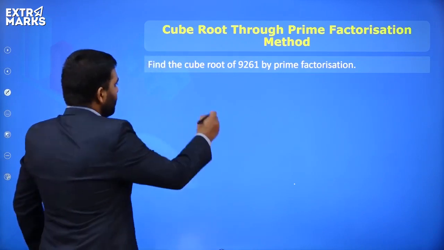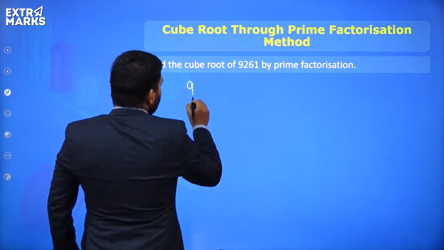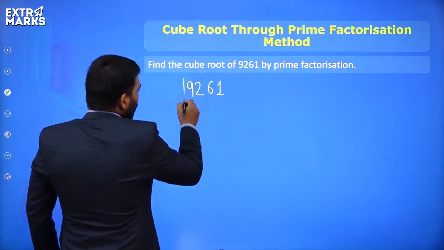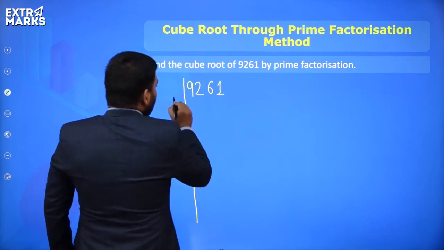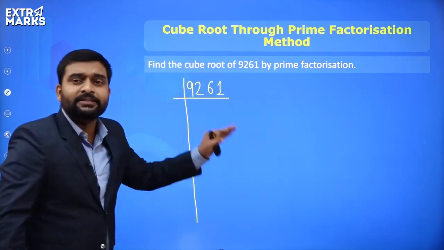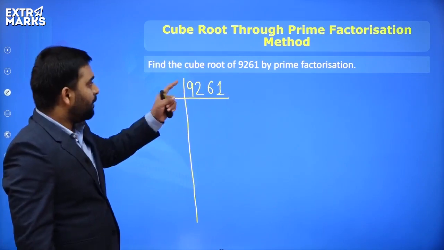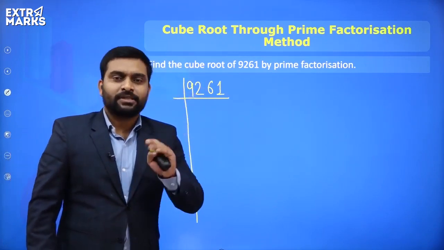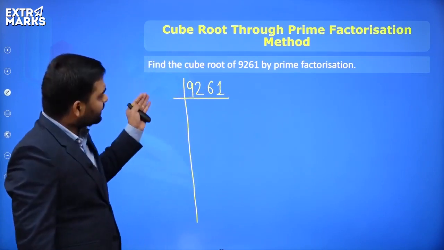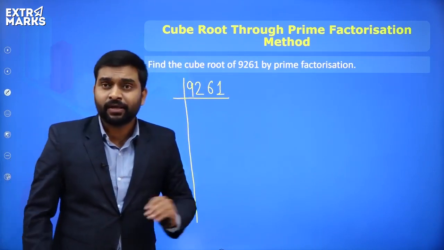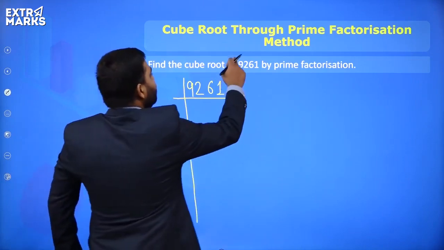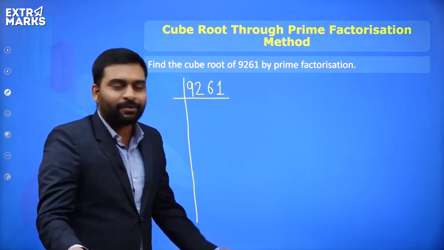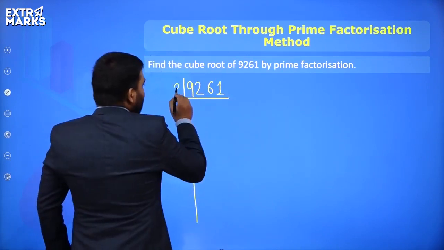So now it is 9,261, right? So write 9,261. Correct? Now see, we all know that this number is not divisible by 2, right? Because at the unit place we have 1. So this number is not divisible by 2. Now let's see whether this number is divisible by 3. You will say, yes sir, how? 9 plus 2 is 11, plus 6 is 17, plus 1 is 18, and 18 is divisible by 3. So that means this number is divisible by 3.